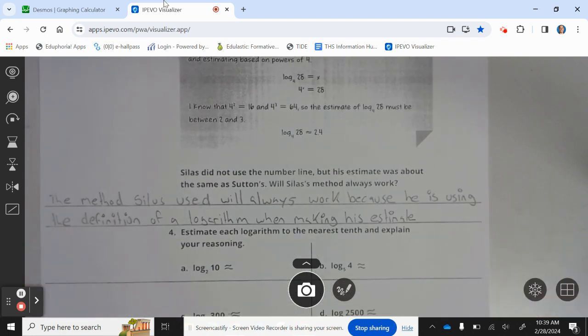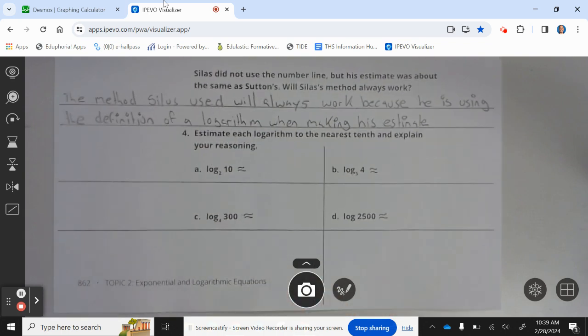Silas did not use a number line, but his estimate was about the same as Sutton's. Will Silas's method always work? The method Silas used will always work because he is using the definition of a logarithm when making his estimate. 4. Estimate the logarithm to the nearest tenth and explain the reason. Okay, let's go ahead and do A, B, C, and D.